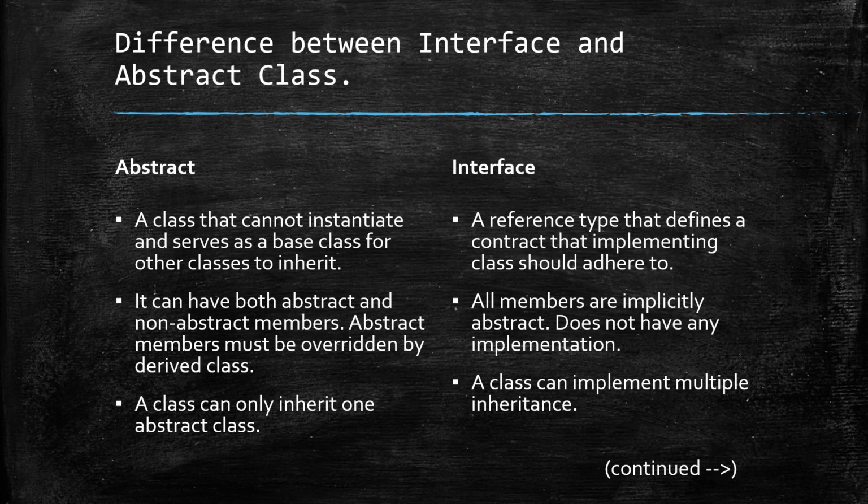Difference between interface and abstract class. An abstract class is a class that cannot be instantiated and serves as a base class for other classes to inherit. It can have both abstract and non-abstract members. Abstract members must be overridden by the derived class. A class can only inherit one abstract class. An interface is a reference type that defines a contract that the implementing class should adhere to. All members are implicitly abstract and do not have any implementation. A class can implement multiple interfaces.